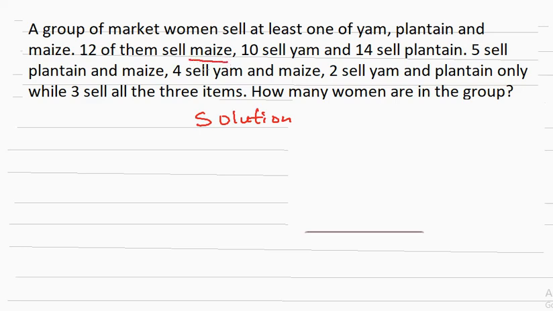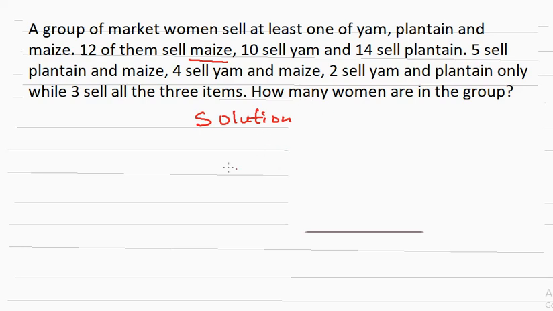Okay, so remember when it is being said that 12 sell maize, it didn't say maize only, all right? So out of these 12 that sell maize, we can still have some that sell other items, all right? 10 sell yam, 14 sell plantain, all right? So 5 sell plantain and maize, 4 sell yam.